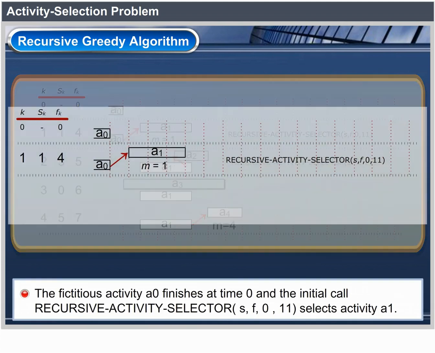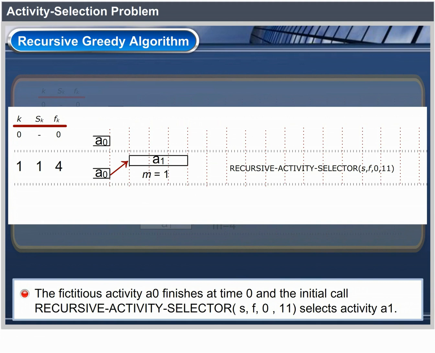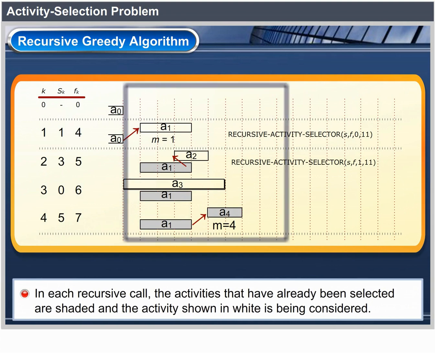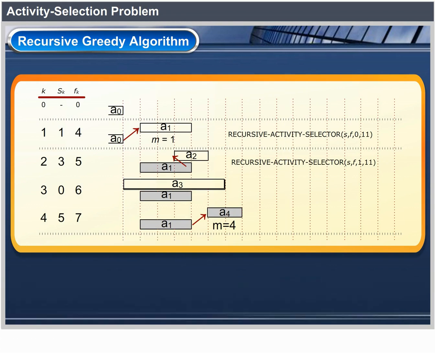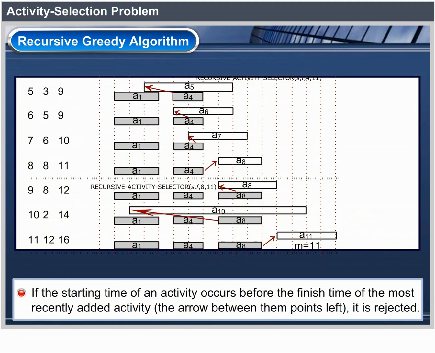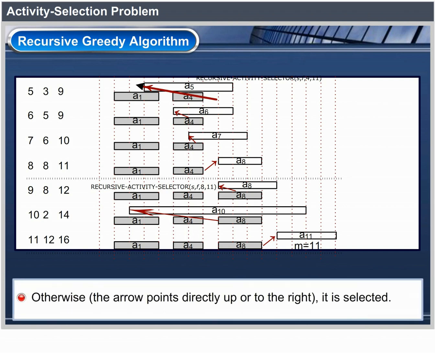The fictitious activity A0 finishes at time 0 and the initial call, recursive activity selector S, F, 0, 11, selects activity A1. In each recursive call, the activities that have already been selected are shaded and the activity shown in white is being considered. If the starting time of an activity occurs before the finish time of the most recently added activity, the arrow between them points left. It is rejected. Otherwise, the arrow points directly up or to the right. It is selected.